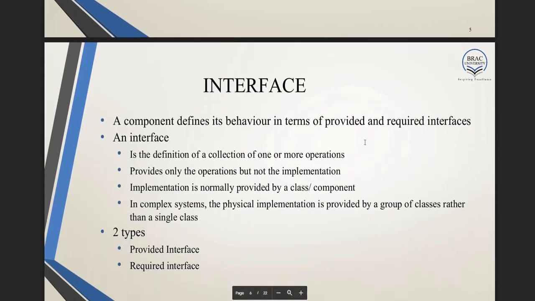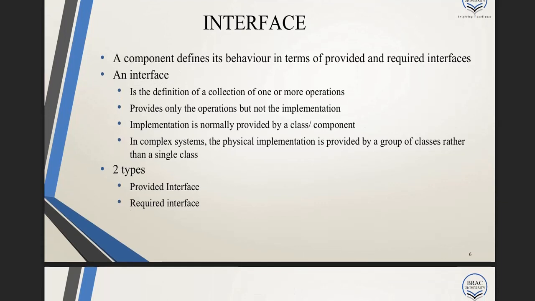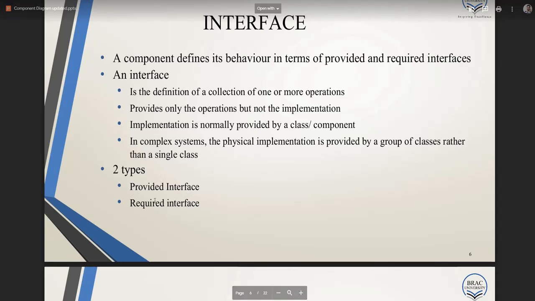Now, the first element is the interface, and an interface defines the behavior of a component. Each interface has a collection of operations defined in it. Interfaces determine the type of data that's flowing in or out of it. Interfaces are also the connecting points of two or more components. A component may have two types of interfaces depending on whether it needs something from other components or provides something to other components. Those two types are the provided interface and the required interface.